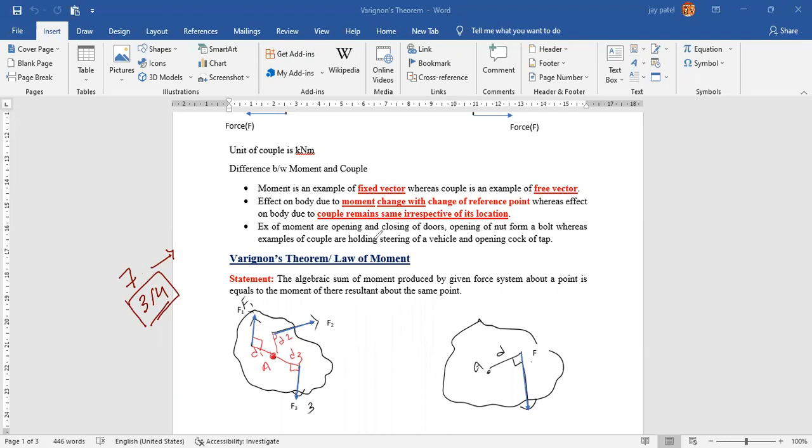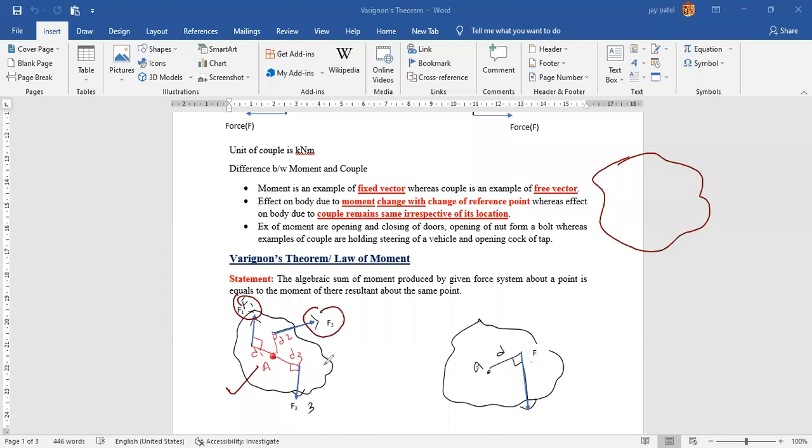So just read the statement very carefully. What is the statement of Varignon's theorem? The algebraic sum of moments produced by a given force system about a point is equal to the moment of their resultant about the same point. Now, suppose this is your force system. In that force system, we have three forces: F1, F2, and F3.